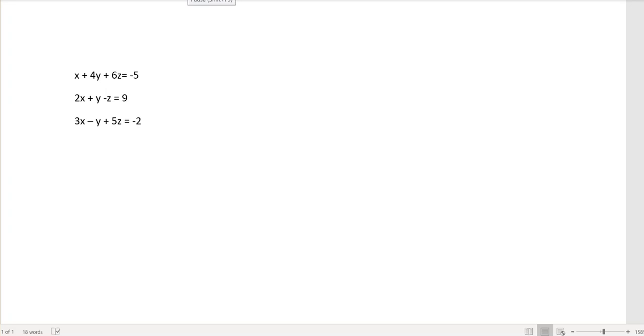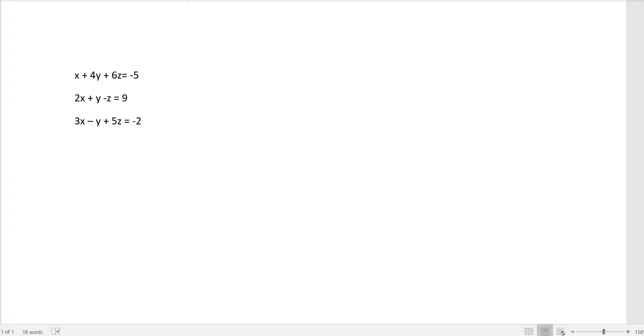I'm going to do another example of how to do Gaussian elimination. I thought it'd be good to see another one and be able to stop it and look at it if you wanted to. So here's a system of three equations with three unknowns I thought we would use. I have x plus 4y plus 6z is equal to negative 5. I have 2x plus y minus z is equal to 9. And I have 3x minus y plus 5z is equal to negative 2.